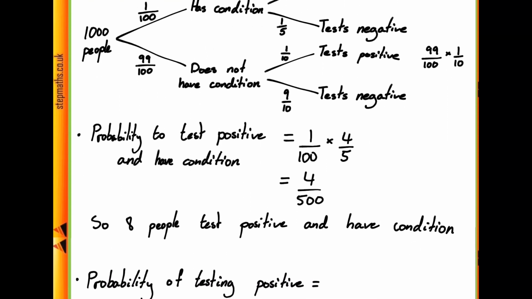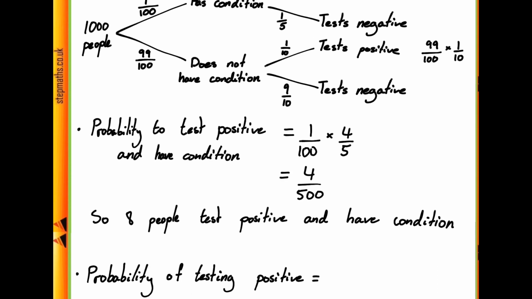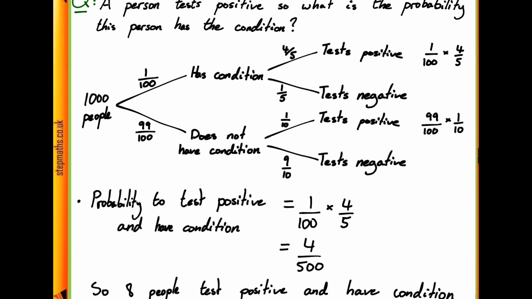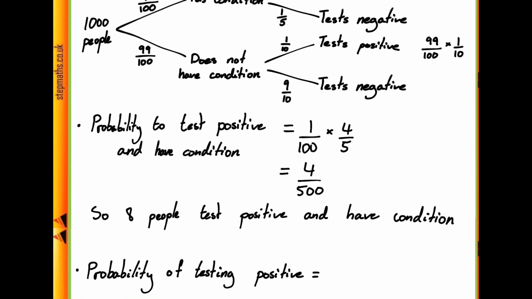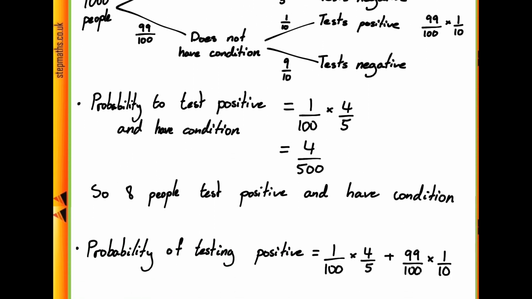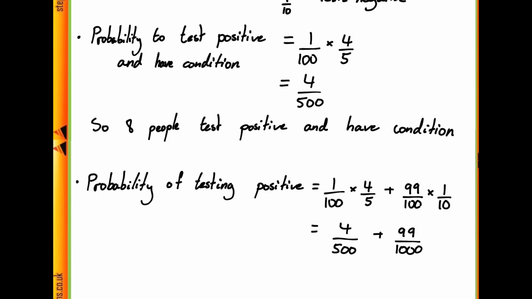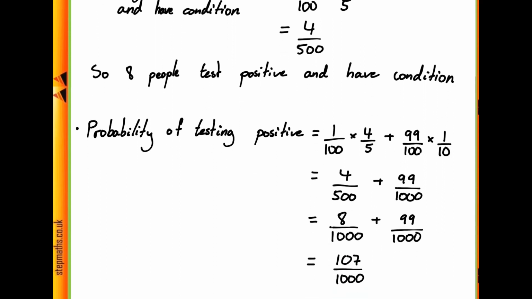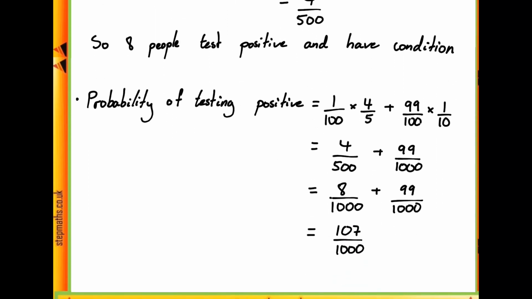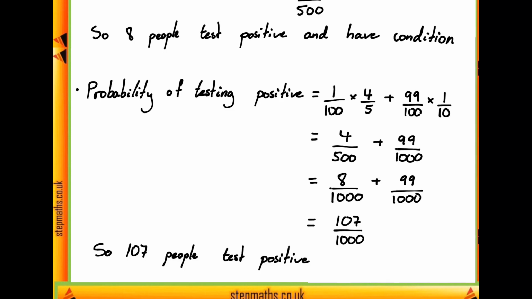What about if we then look at the people who just test positive but may or may not have the condition, so the total number of people testing positive? Well, this is just going to be equal to our two probabilities added together. That will be our 1 over 100 multiplied by 4/5 plus our 99 over 100 multiplied by 1/10. This simplifies to 4 over 500 plus 99 over 1,000, which, by making the denominators the same, adds together to 107 over 1,000. In other words, 107 of these 1,000 people are going to test positive and may or may not have the condition.